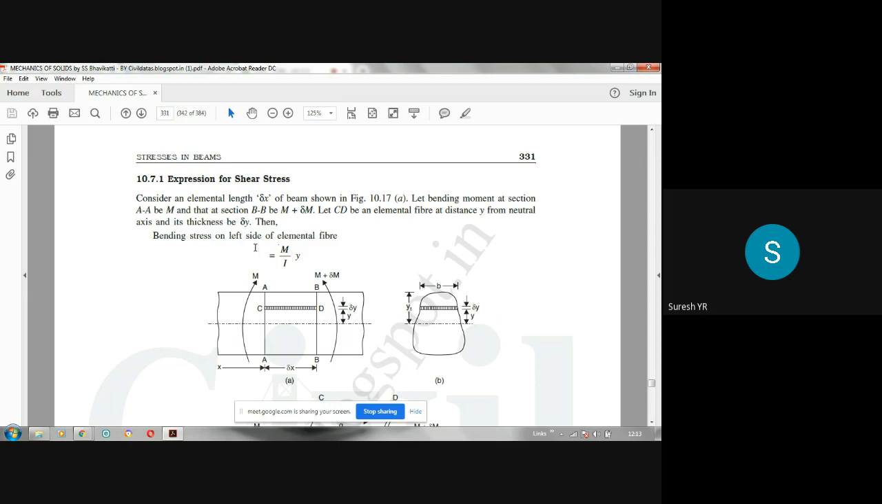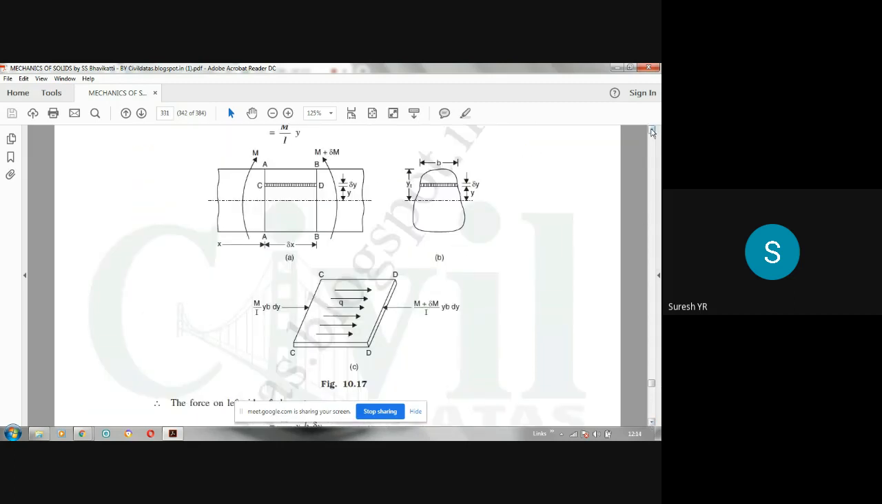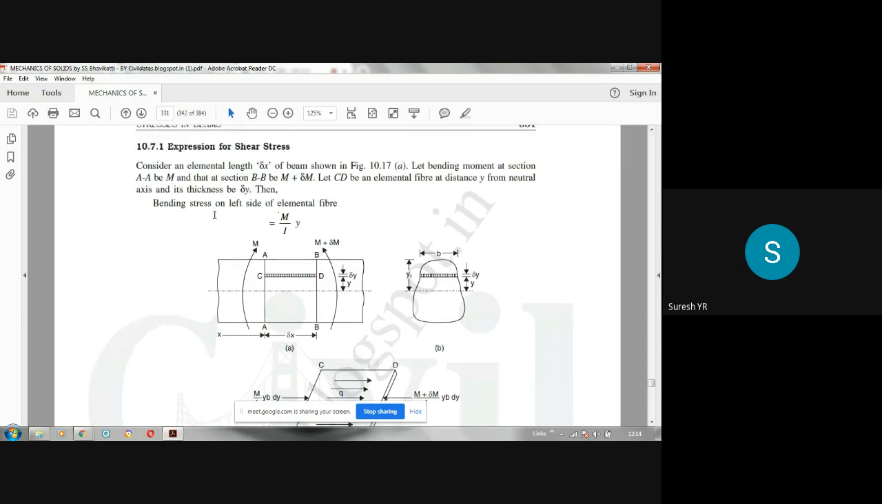So bending stress is given by M by I into Y. Here the moment is M. M divided by I, where I is the moment of inertia of this cross section. By knowing the cross section, rectangle, triangle, whichever it is, we can find the moment of inertia. Y is the distance from the neutral axis. So this is the bending equation. M by I is equal to F by Y, which means F is equal to M by I into Y. I have written it here. Similarly, you can calculate the force. This is the stress: F is equal to M by I into Y.